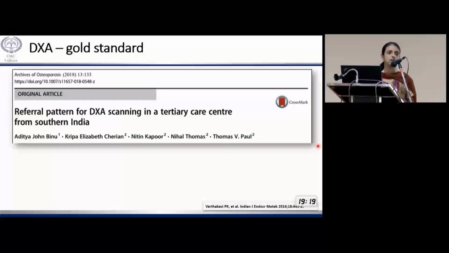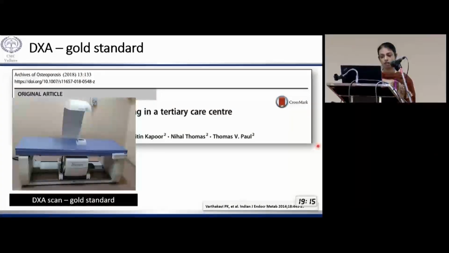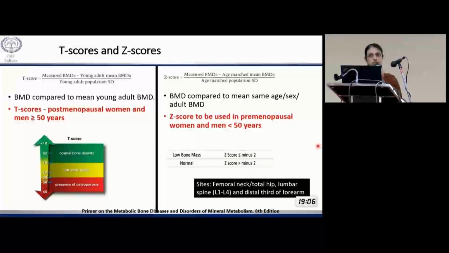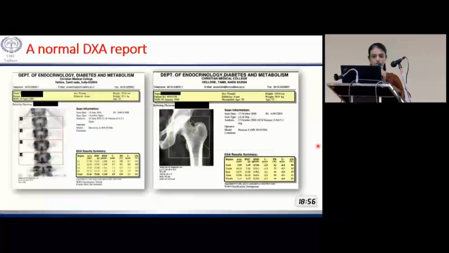The gold standard, we heard, is the DEXA scan. There are two energies of X-rays. These are attenuated to different extents by different compartments of the body, and the difference in attenuation is what helps us to differentiate between bone and muscle and fat. It's compared to a standard. T-scores and Z-scores were already covered by Dr. Lakshmi, and this is how a normal DEXA report would look.